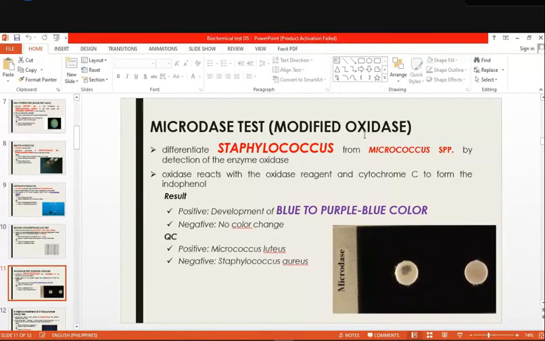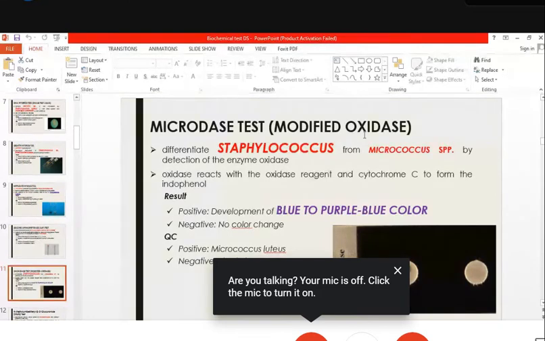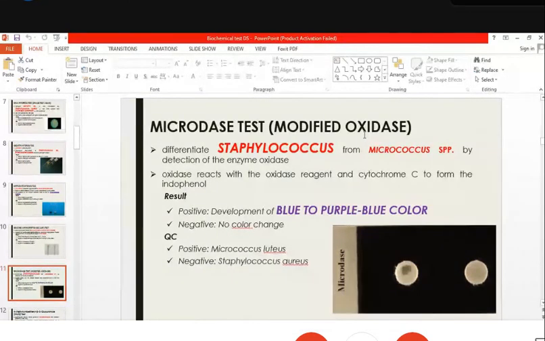Okay, you are right on that. Differentiate Staphylococcus from Micrococcus, which are gram-positive cocci possessing the catalase enzyme again. What is our oxidase reagent? Brandon. Brandon says.